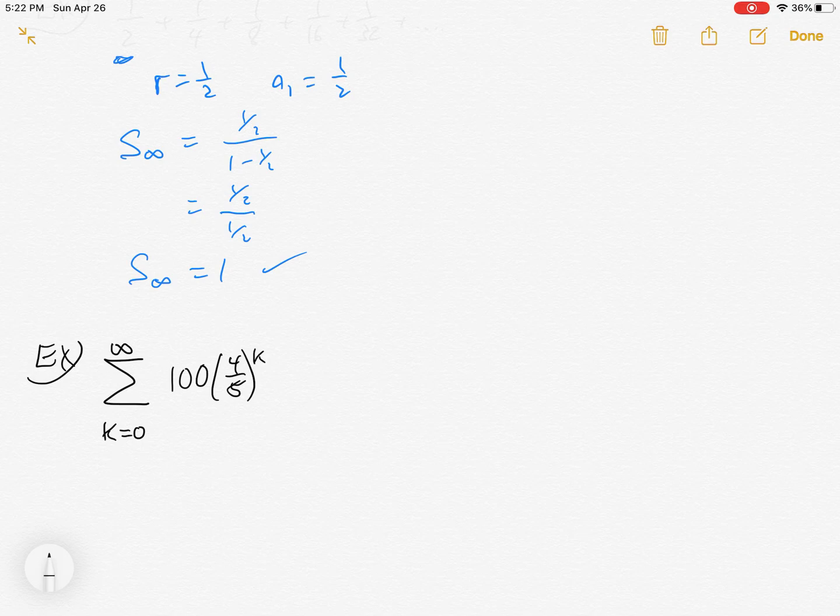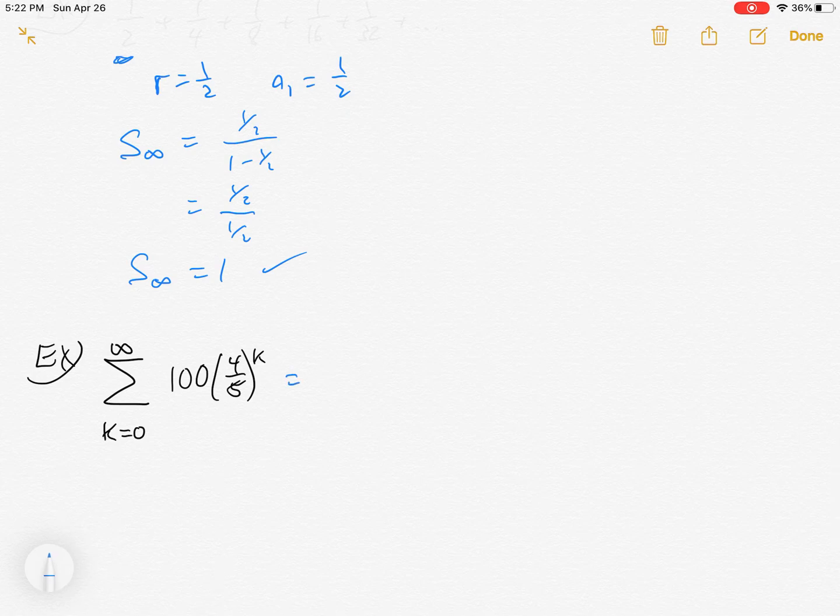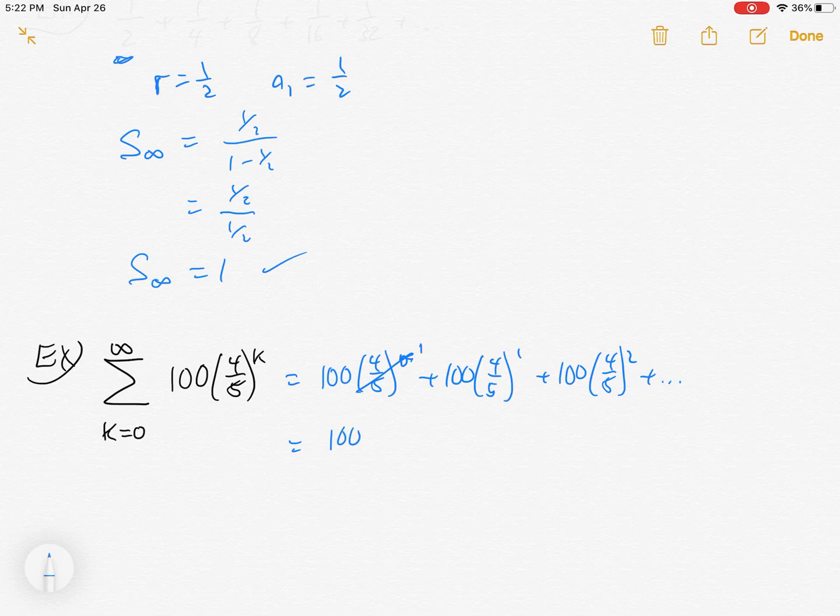Well, let's do one more problem, and we will be done with this section. We'll make this a summation. A summation can have an infinity symbol up top. That means you're going to do this forever. Remember, the number in the parentheses, the number being raised to the power, is always your R. So let's go ahead and write a few terms. The first term would be 100 times 4/5 to the 0, plus 100 times 4/5 to the 1, plus 100 times 4/5 squared.